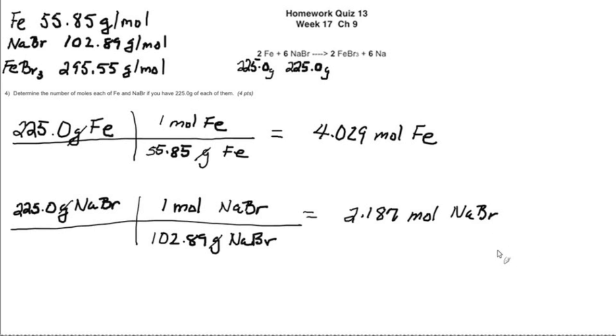Okay, and that makes sense. If it takes 100 grams to make 1 mole, then 200 grams is going to be about 2 moles. So both of those answers make total sense there. So that's how you do number 4.